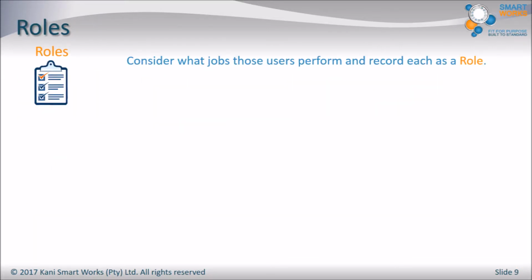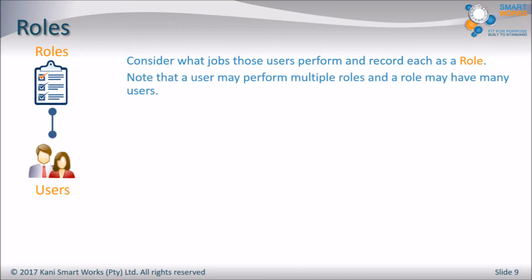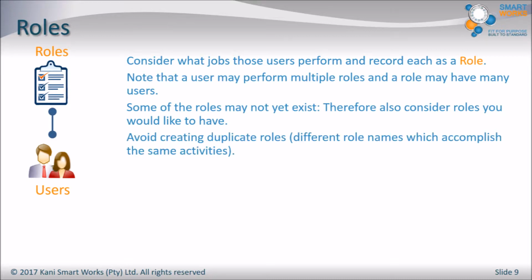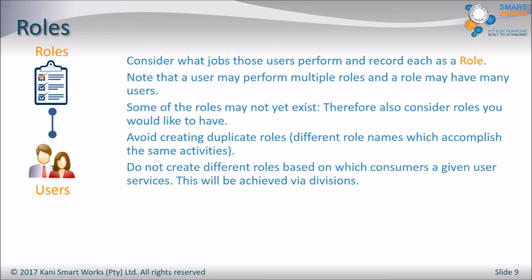Roles. Consider what jobs those users perform and record each as a role. Note that a user may perform multiple roles and a role may have many users. Some of the roles may not even exist yet, therefore also consider roles you would like to have. Now avoid creating duplicate roles, different role names which actually accomplish the same activities. Don't create different roles based on which consumers are given user services. This will be achieved via divisions.